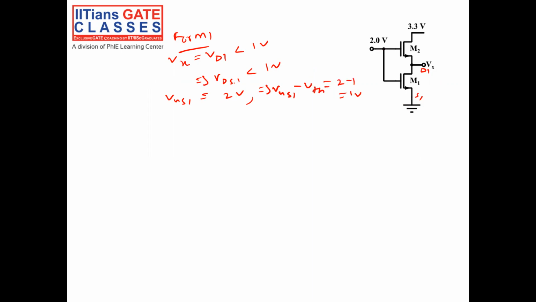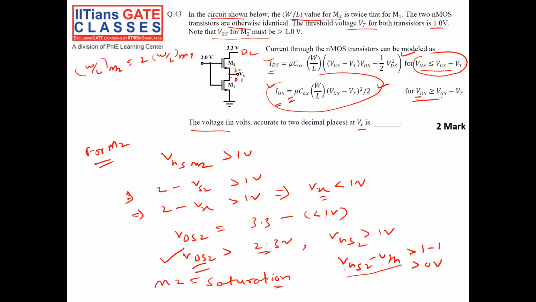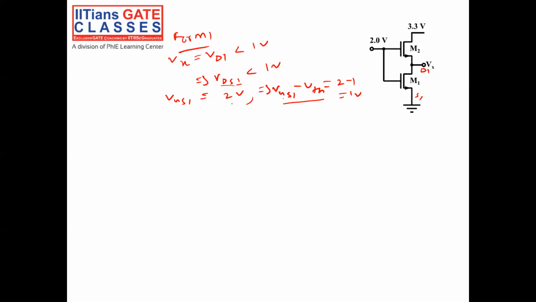So you see, VDS1 is less than 1 volt and VGS1 minus VTH is equal to 1 volt. That means VDS1 is less than VGS1 minus VTH, right? Since VDS1 is less than 1 volt and VGS1 minus VTH is 1 volt, VDS1 is less than VGS minus VTH. This implies the condition is satisfied. So the current for the transistor M1 is like this, and it is in linear region.